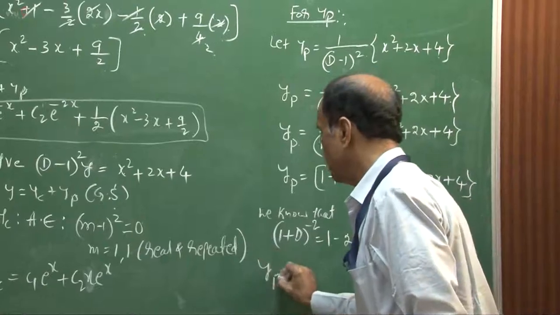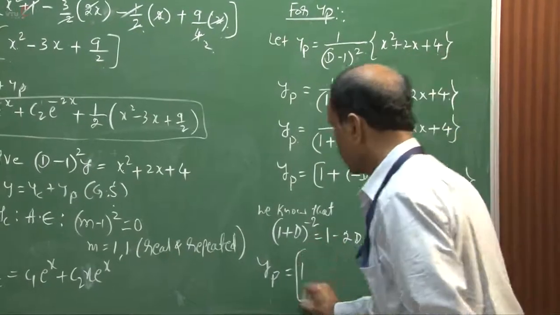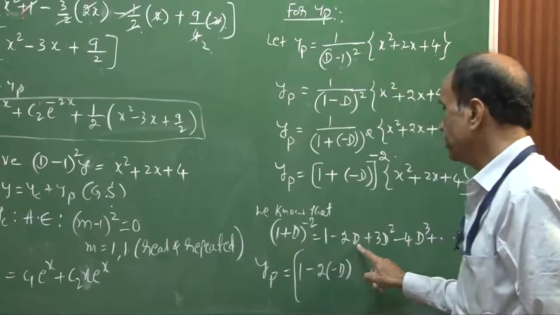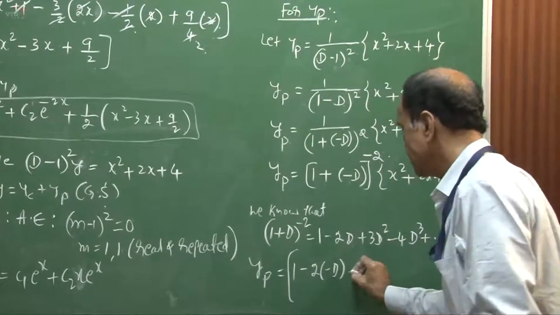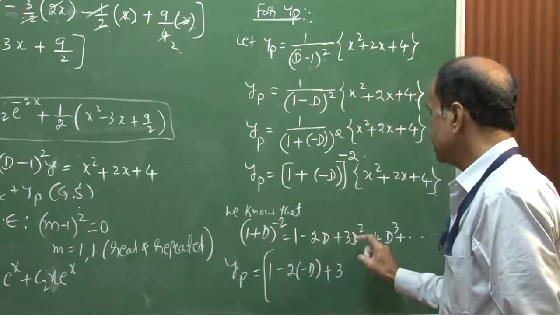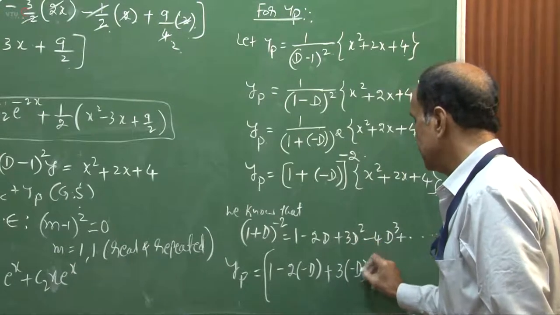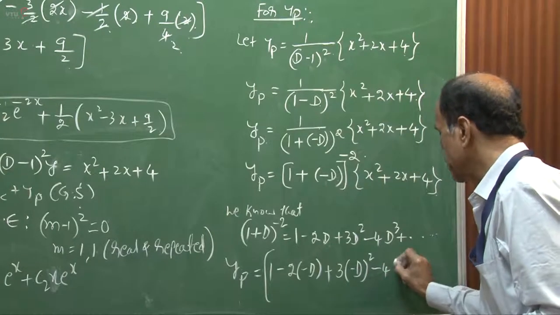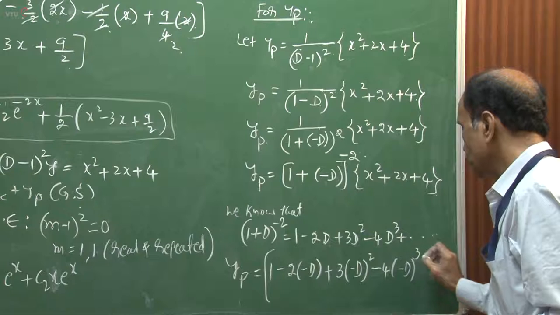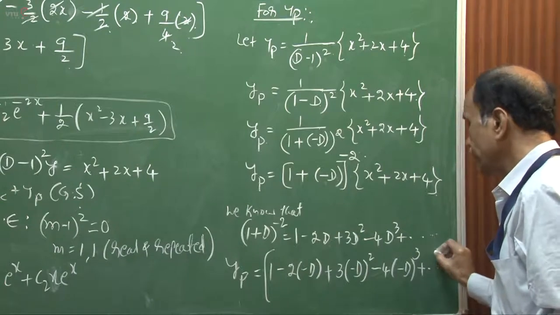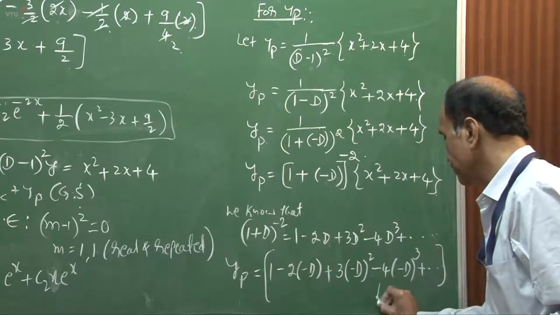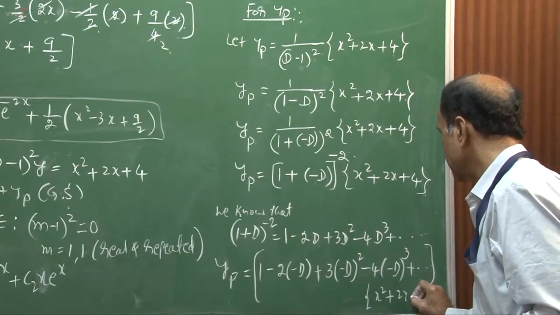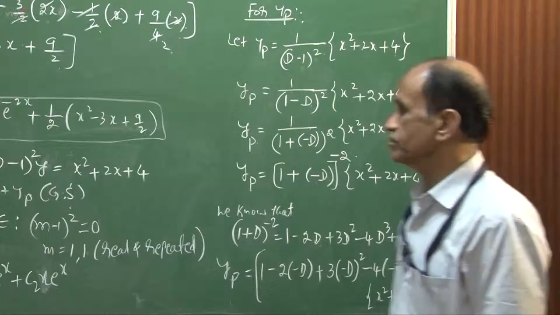Therefore, your new yp becomes 1 minus 2 into minus D. In place of D, you have to put minus D. Then 3 times D square, minus D whole square. Just replace D by minus D. That is minus 4 into (minus D) whole cube, and so on, to be operated on x square plus 2x plus 4.